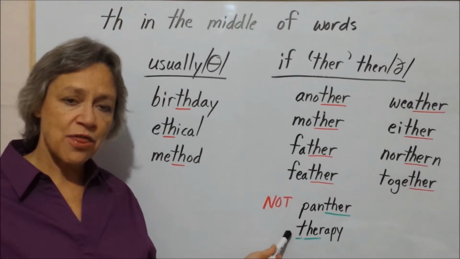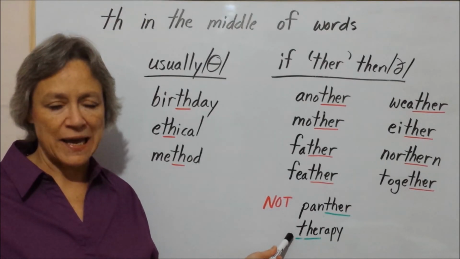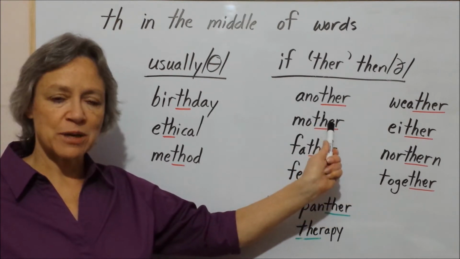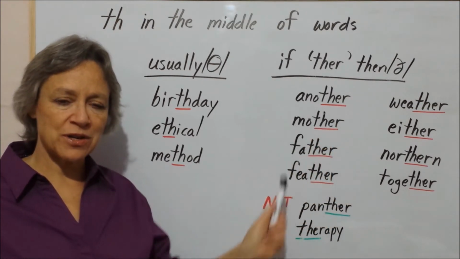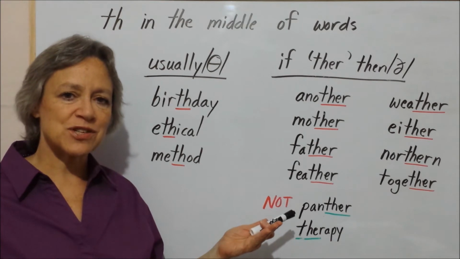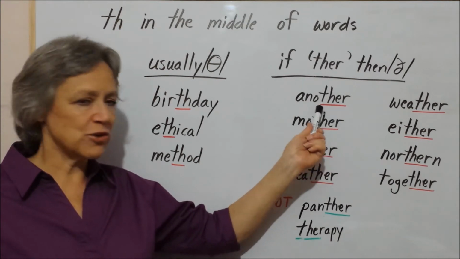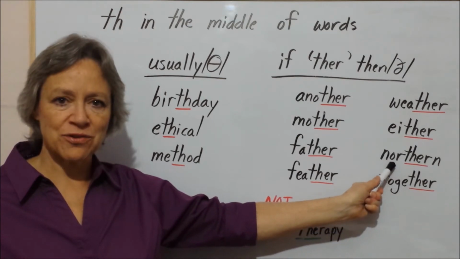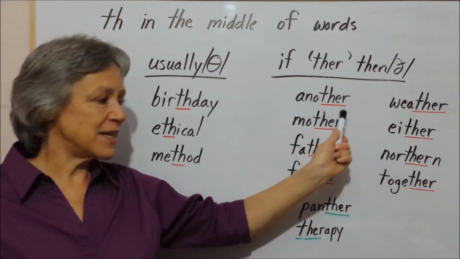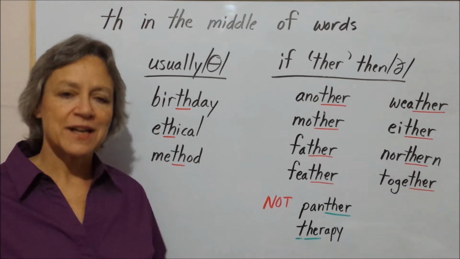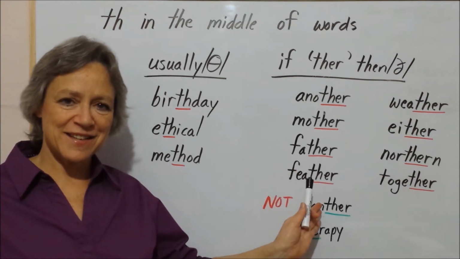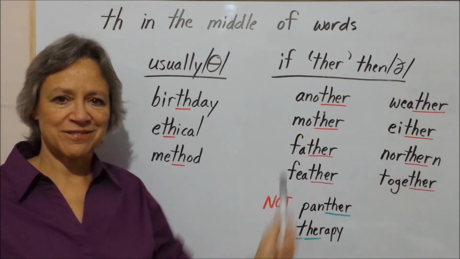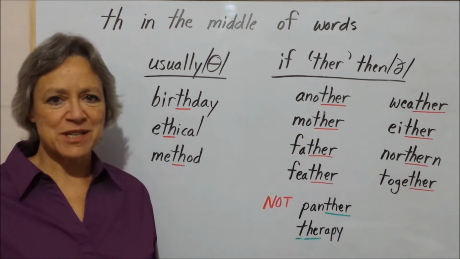If we look at this, therapy is a content word, and the TH is at the beginning of the word. Here, I'm talking about TH in the middle of the word, and the string of letters THER usually occurs at the very end. Not always. We have the word northern, but very often THER is at the end of the word. Again, in that case, the TH is voiced. It's pronounced V. Okay? There are some exceptions, of course.